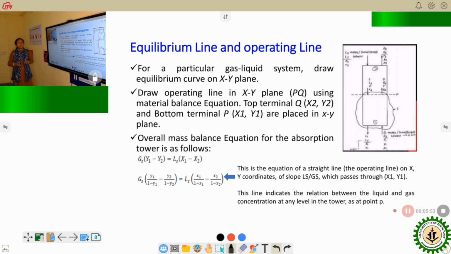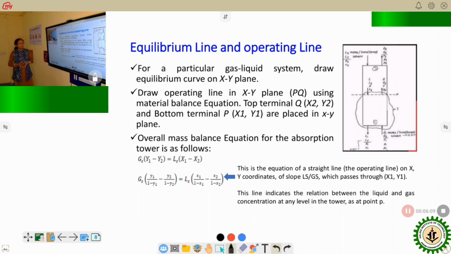Now, the operating line can be drawn by the material balance equation based on the column. So, this is the main equation, Gs into (y1 minus y2) equals Ls into (x1 minus x2). In terms of mole fraction, if we want to write, it will be like that.